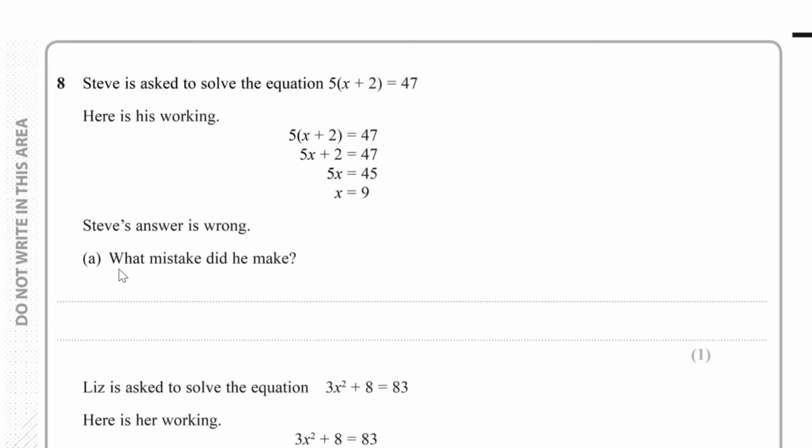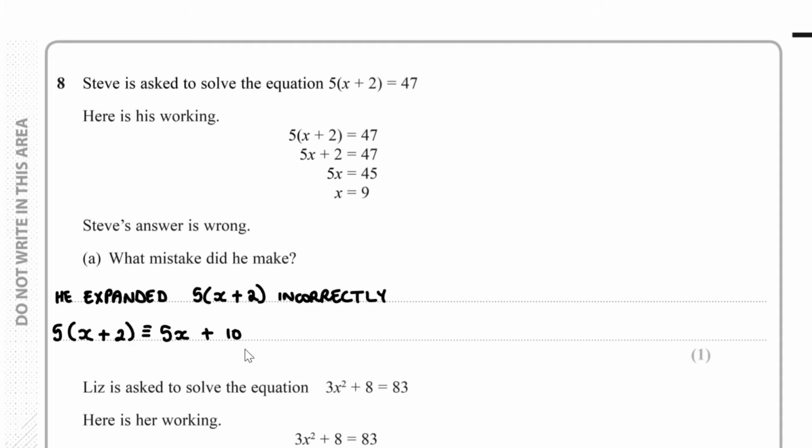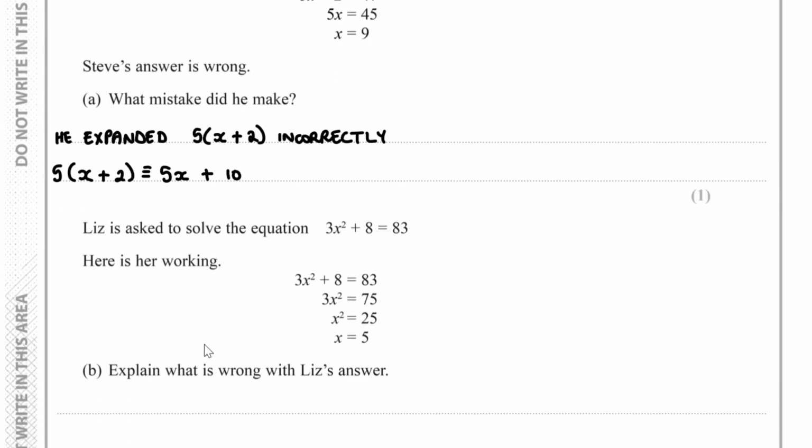So when we come to describe what mistake he made, given that his answer is wrong for part A, well, he expanded 5 lots of x plus 2 incorrectly. Of course, 5 lots of x plus 2 is equivalent to 5x plus 10.